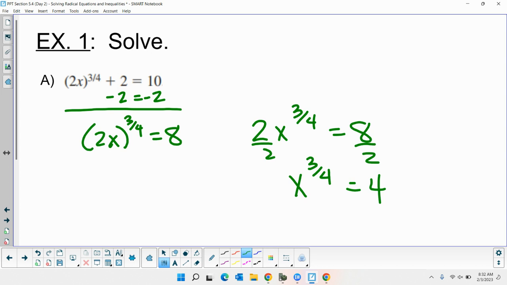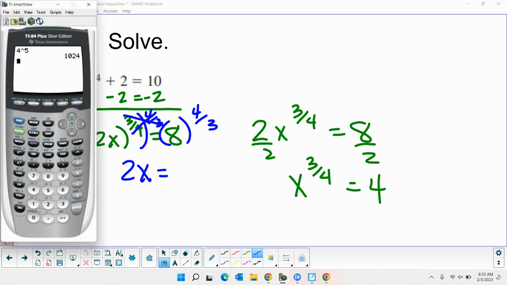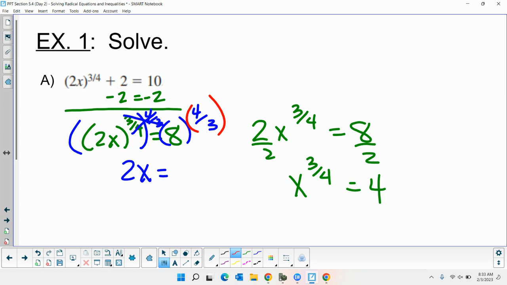So I'm going to go to the what power now? 4/3, yeah. So those cancel, so that leaves me 2x. And then in my calculator, I just go 8, caret, and then put 4/3 in parentheses when you do it.